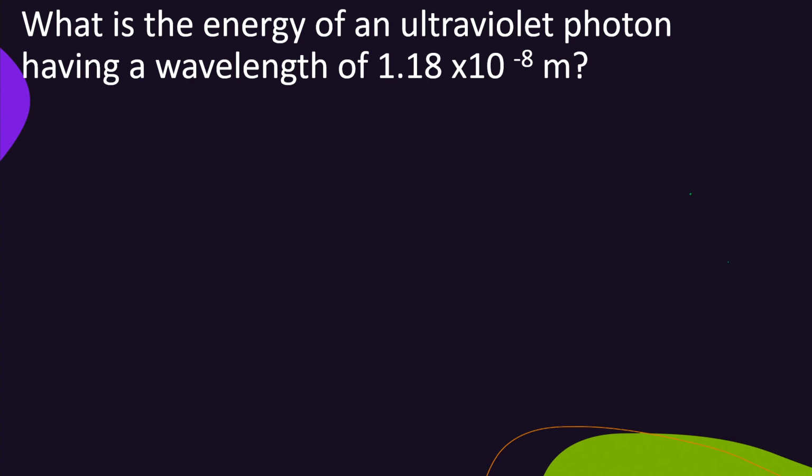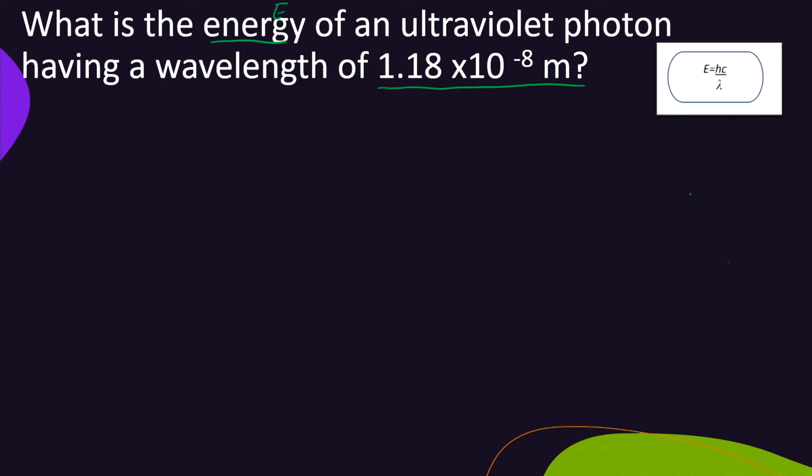So in this question, it says, what is the energy, which is E, of an ultraviolet photon that has a wavelength of 1.1 times 10 to the negative 8 meters? So what is the relationship between energy and wavelength? Well, that is our combined formula.